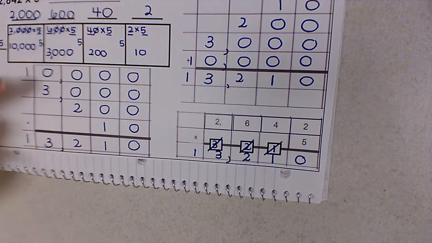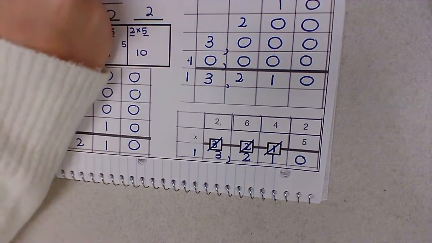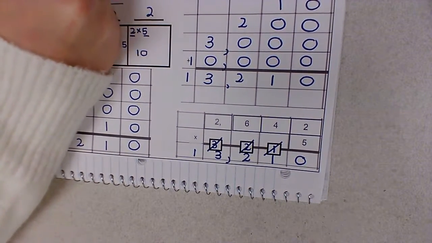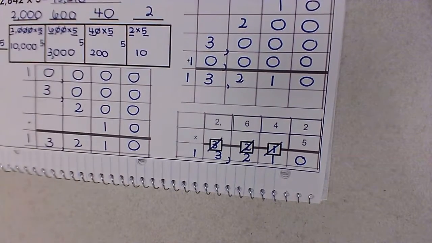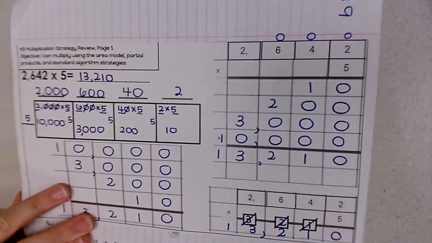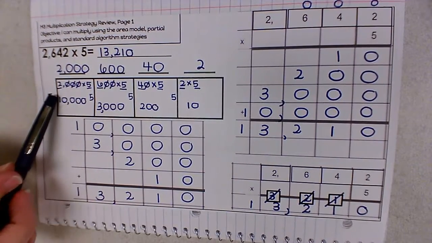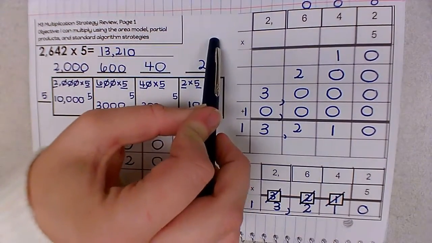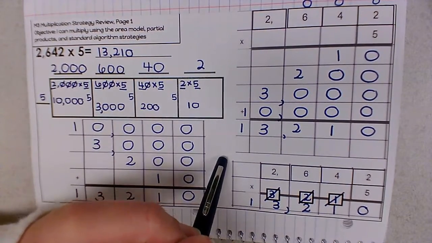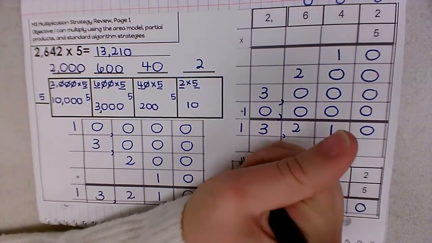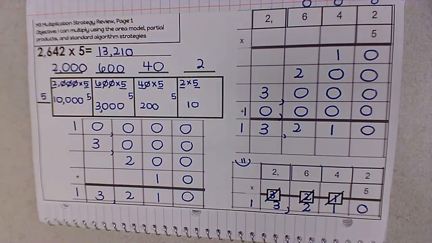Let's write our final answer in the line up above now that we know it's absolutely true, 13,210. Now I'm going to give you an extra step here. Which one of these is your favorite strategy to use? Is it the area model, partial products, or standard algorithm? I'm going to have you draw a smiley face next to the one that you prefer to do. For me, it's standard algorithm, but you might feel differently. So take a moment to draw a smiley face next to your favorite strategy.